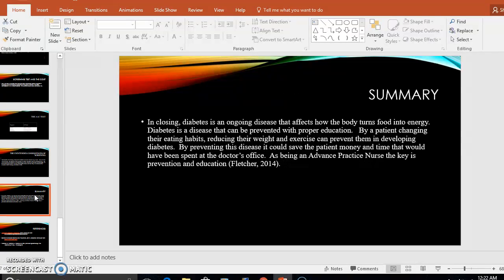Summary. In closing, diabetes is an ongoing disease that affects how the body turns food into energy. Diabetes is a disease that can be prevented with proper education. A patient changing their eating habits, reducing their weight, and exercising can prevent developing diabetes. By preventing this disease, it could save patients money and time that they would have spent at the doctor's office. As an advanced practice nurse, the key to prevention is education.